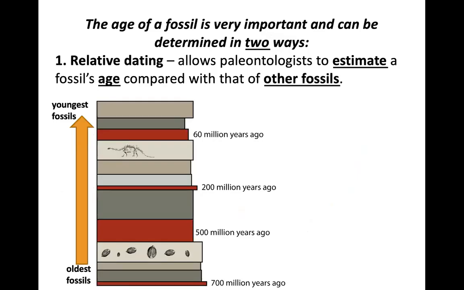So going back to fossil evidence, there are 2 ways that we determine the age of a fossil, which is super, super important. The first is relative dating. And you'll talk about different things like this more in a physical science class and sometimes even in chemistry. But relative dating is what allows paleontologists to estimate a fossil's age. And they do this by comparing them with other fossils. And obviously we know, and we've already said today, that the oldest fossils are on the bottom and the youngest ones are at the top.